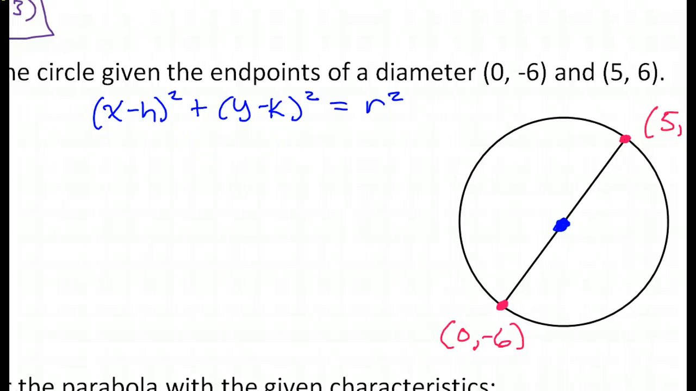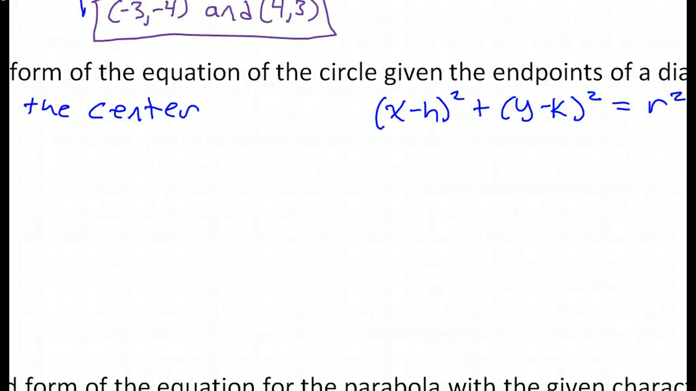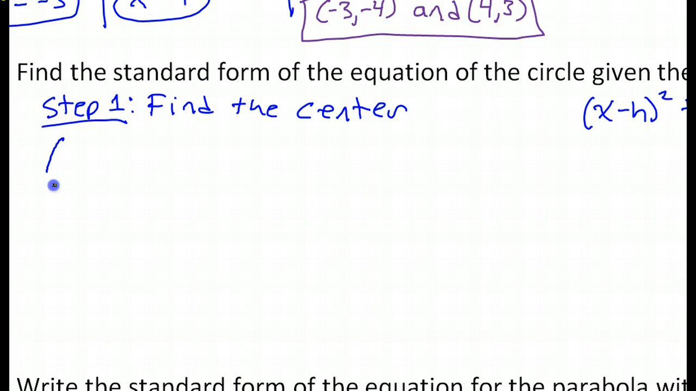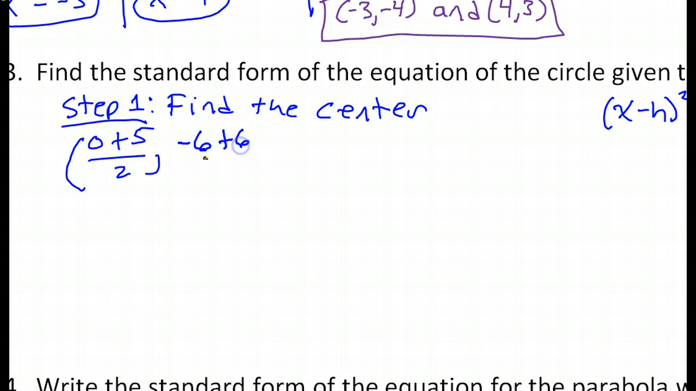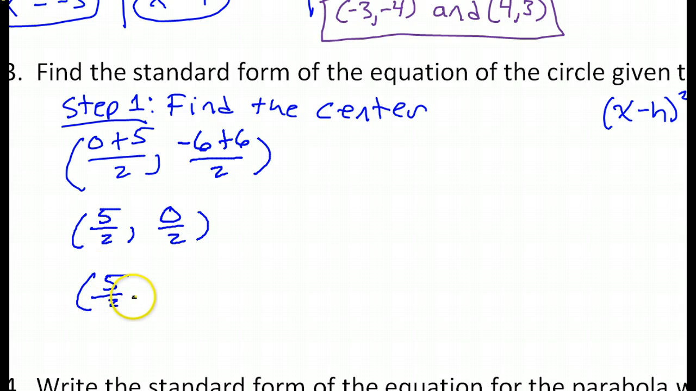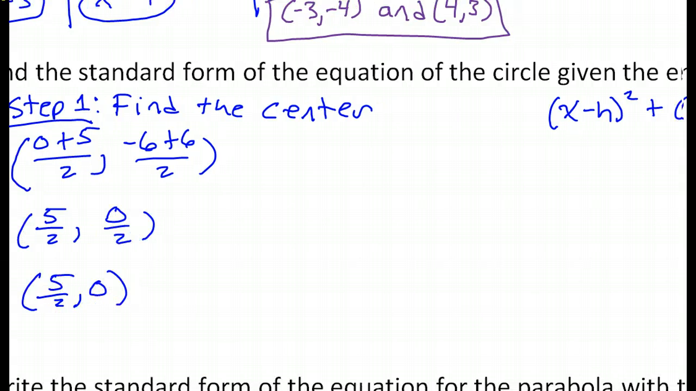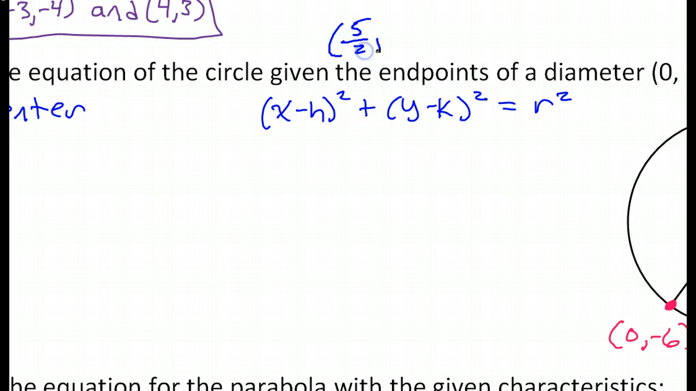So the midpoint will be 0 plus 5 divided by 2. That'll give me the x coordinate. And for the y values, -6 plus 6 divided by 2. Well, that's just going to give me 5 over 2, and this is going to give me 0 over 2. So that's 5 over 2, comma 0. This is the center of the circle.